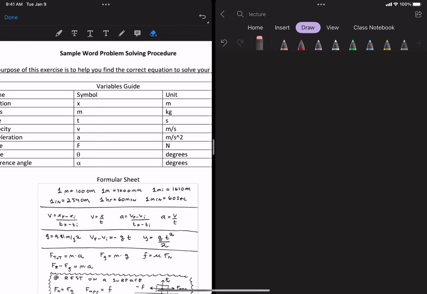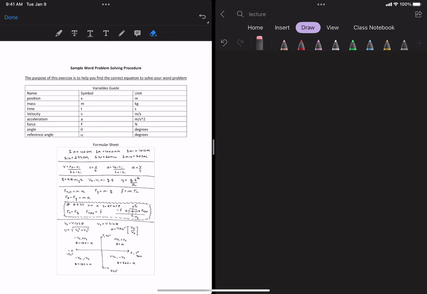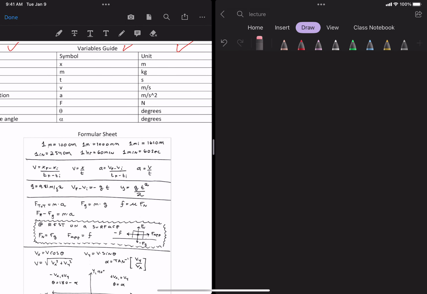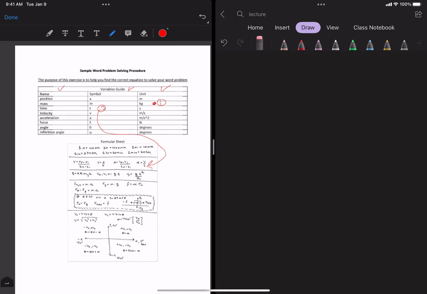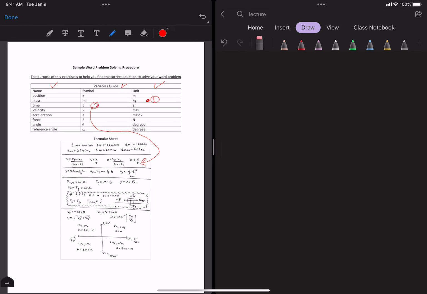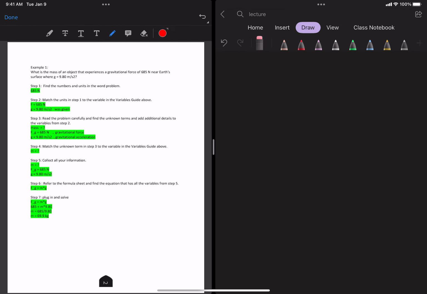So typically on an exam, I give you formula sheets, but now I'm also going to include what I call a variable guide. What the variable guide shows you is a list of variable names, variable symbols, and units. And the basic procedure is that you'll start off by first finding the units in the word problems. And then next you'll find the variables. And once you find the variables, you'll be able to use that to find the correct formula. So this is really what this is all about. So let's look at two examples. Let's begin with the first example.